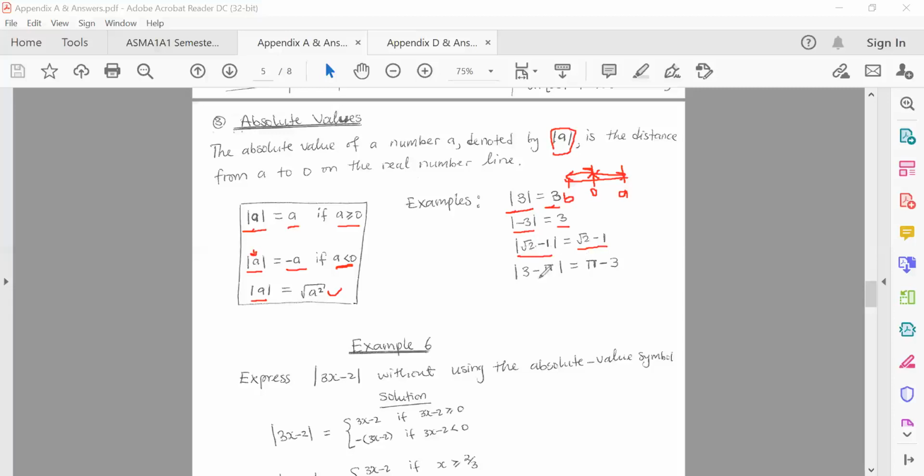Now, this one, 3 minus pi. Pi is 3.14. It therefore means that you're going to have some negative value in here. 3 minus 3.14 will give you a negative value. Hence, I need to say minus everything that is inside here. And if you negate that, notice you just have pi minus 3. Please watch out for tricks like this in your quiz 1.